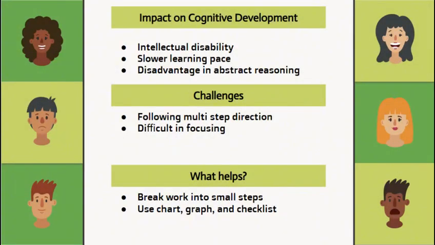What are the impacts on cognitive development? The impacts are intellectual disability, slower learning pace, and disadvantage in abstract reasoning. The challenges people with Down syndrome might face are following multi-step directions and difficulty focusing. What helps? They can break work into smaller steps and use graphs, charts, and checklists to help them work.